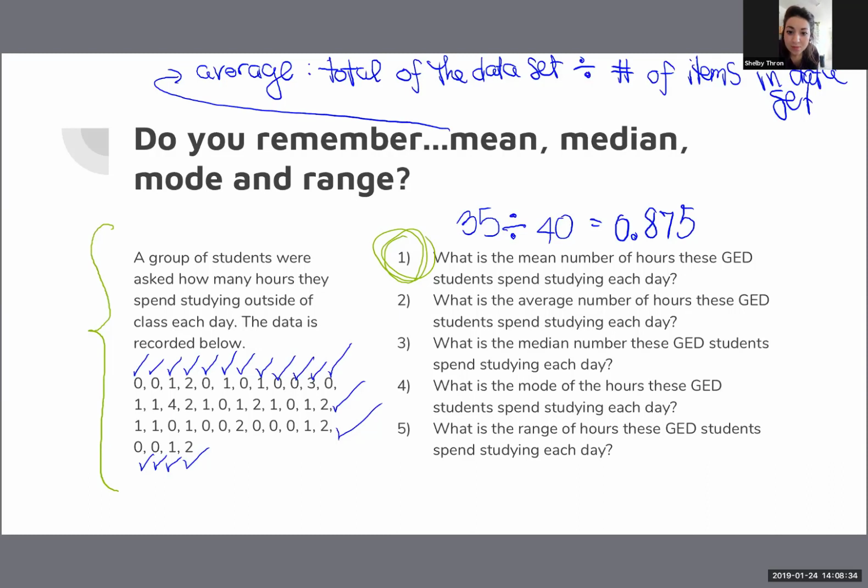The question we had asked is, what is the mean number of hours these GED students spend studying each day? Does it make sense to have about 0.8 hours, less than 1 hour? Yes, that's probably accurate. In fact, I'd be surprised if it was this high, to be honest, guys. But there you go. It would make sense for you to spend a little less than an hour each day outside of class studying. A lot of students are like, oh, I better round it.